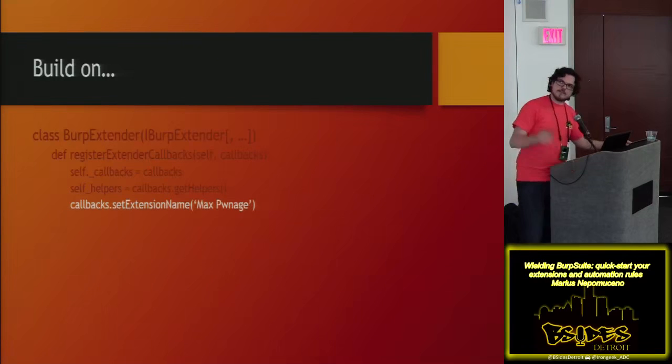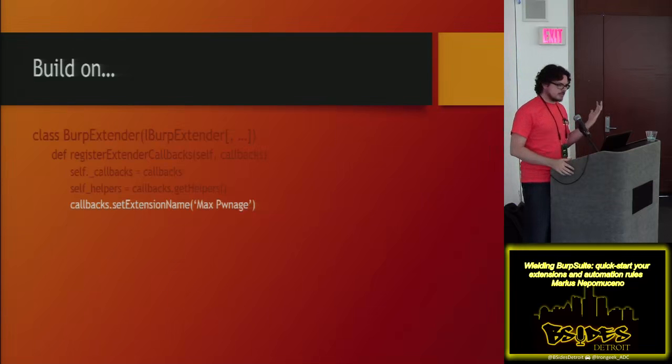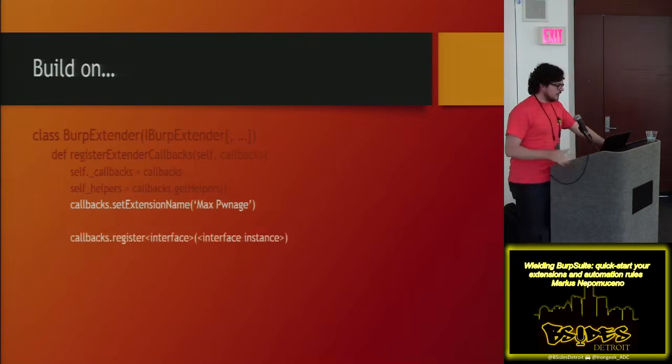Okay, building on. Everything that you cannot quite see is everything we've already done, because I want you to focus on the white. After you've done your register extender callbacks and defined your callbacks and helpers variables, you go callbacks.setExtensionName, so you can give it a nice name, an awesome name. Then callbacks.register some interface. This is what the register method, and each interface has its own register method, will declare to BurpSuite what your extension is going to be.